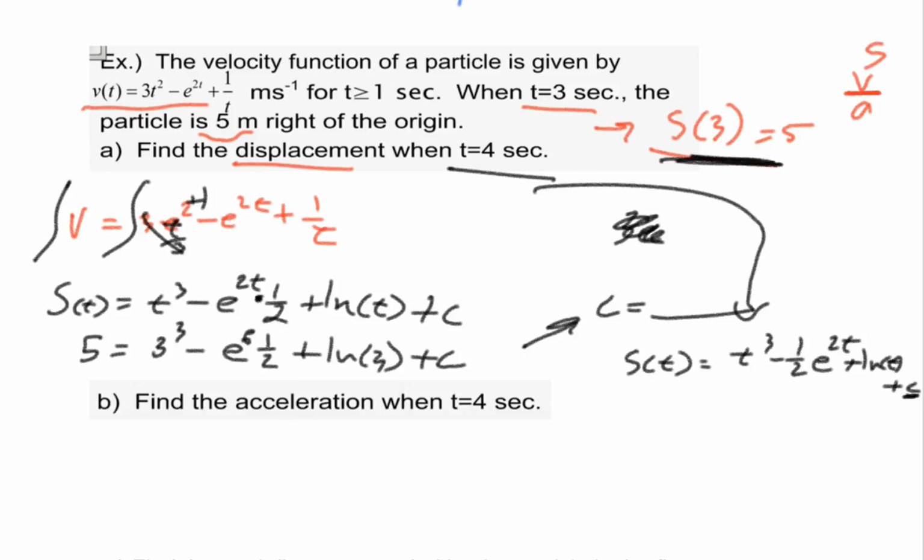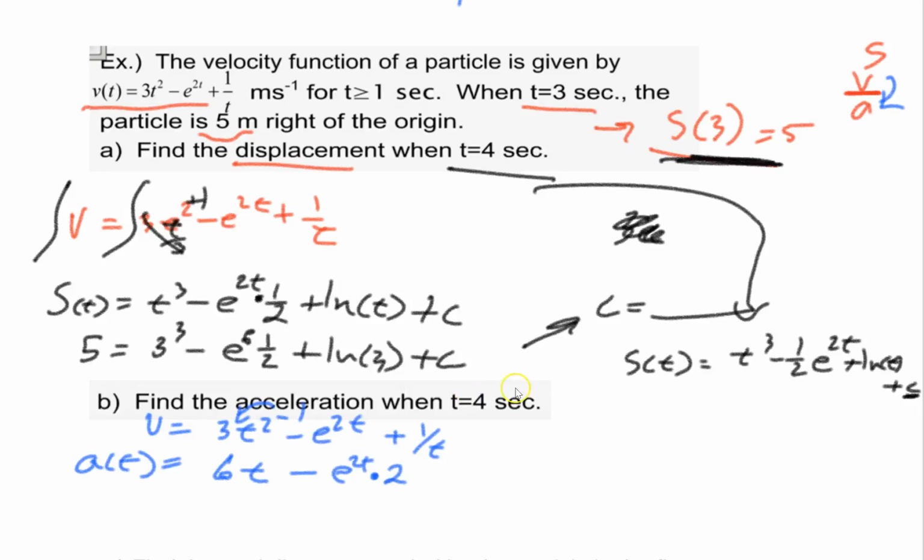Next question says, find the acceleration when t equals 4. So I got to go down to acceleration, so I got to take a derivative of this thing. Let me rewrite v first so it's a little easier. Copy it down. So my derivative of this, well, bring the power down, subtract 1 off, so 6t minus. This is an actual chain rule, not a reverse chain rule, because we're taking derivatives. So e to the 2t, copy it, times the derivative of the inside. You don't divide by it because it's a derivative.